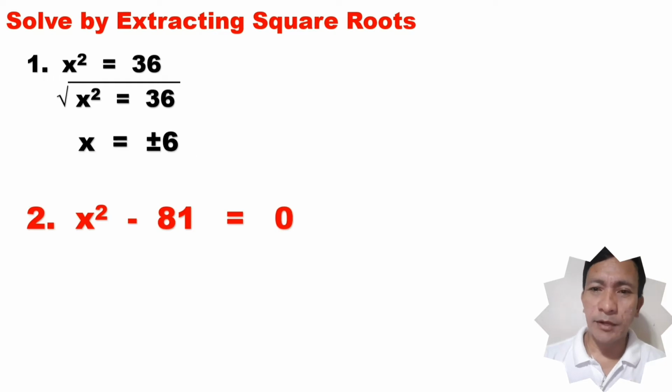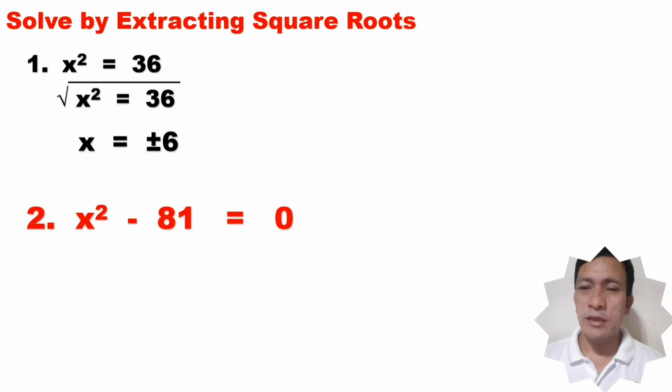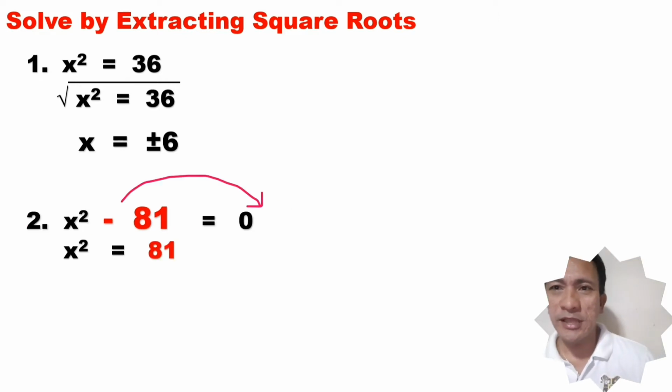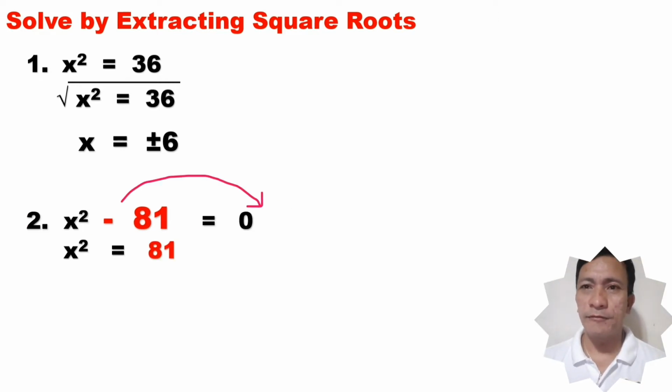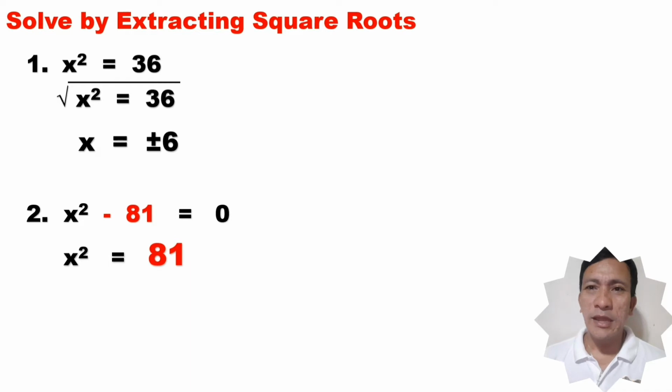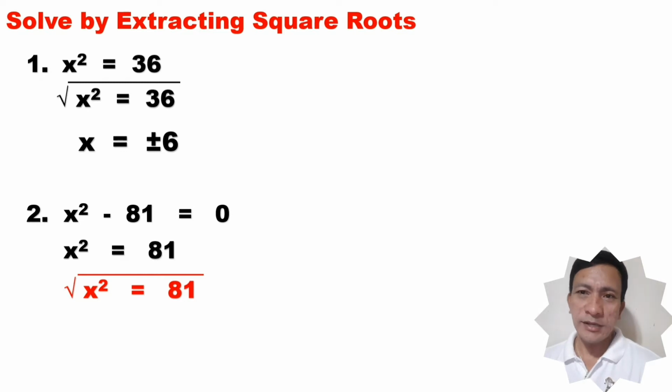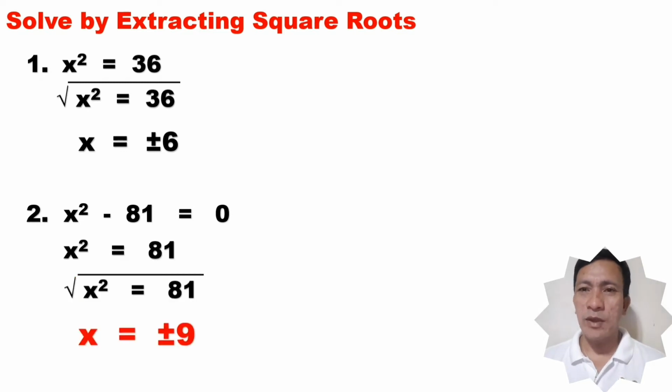Number 2 example. x squared minus 81 equals 0. First thing to do is transpose negative 81 from the left to positive 81 on the right. Next, extract square root of both sides. Square root of x squared is x. Square root of 81 is positive and negative 9. Therefore, x equals positive and negative 9.